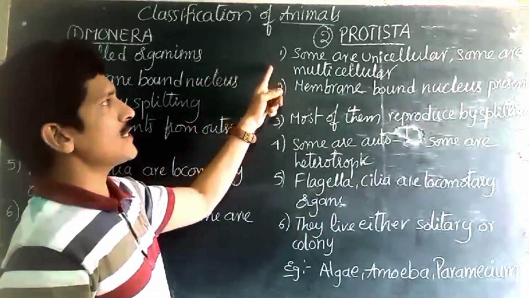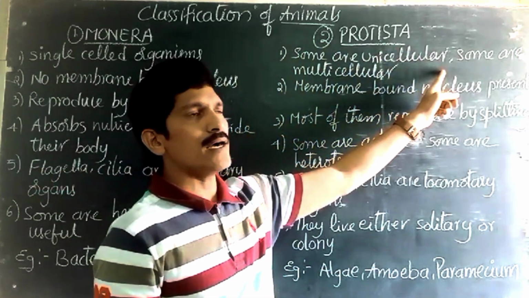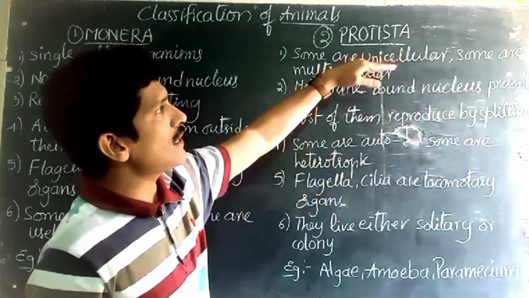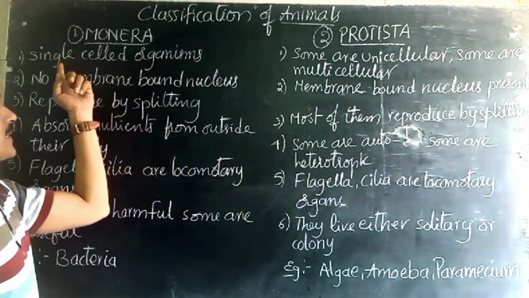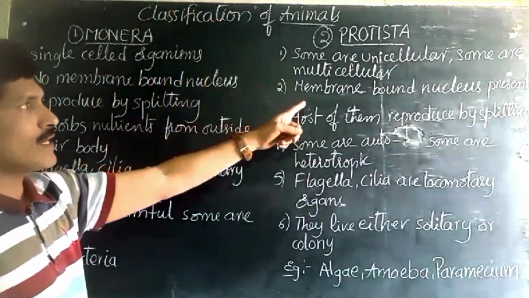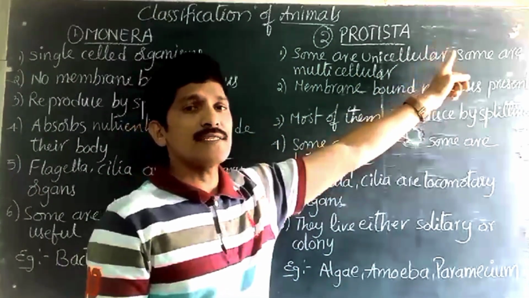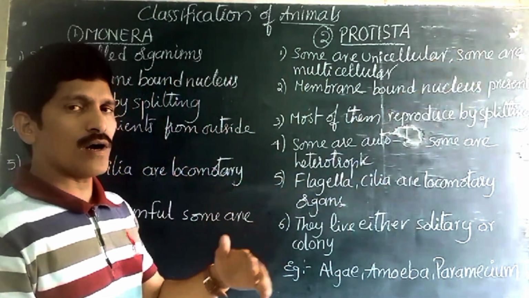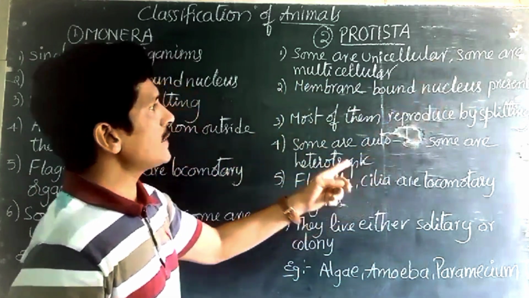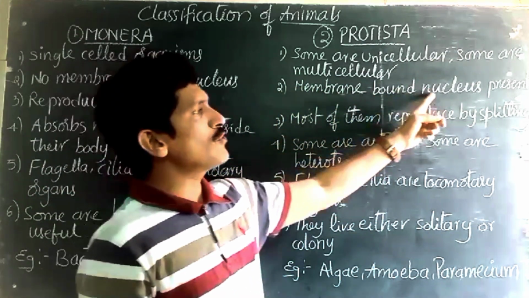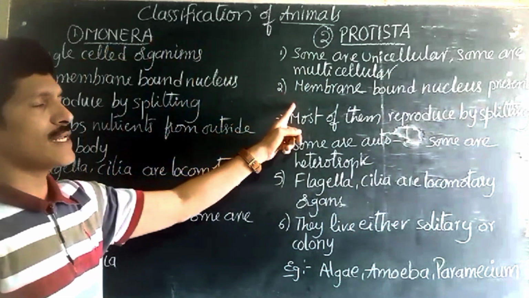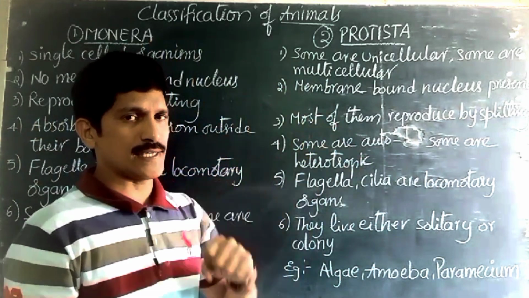See the Protista organisms: some are unicellular and some are multicellular. The unicellular character is actually the Monerans' character, because these organisms evolved from Monera, so they are unicellular. Some are modified, some are updated, so those are multicellular organisms. Later, a membrane bound nucleus is present. Compared to Monera, these organisms have a specific nucleus, right?